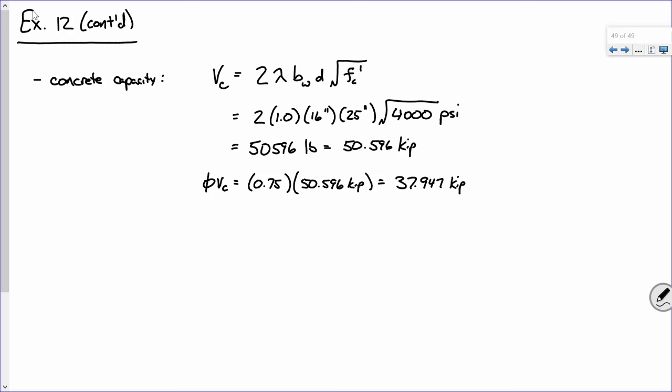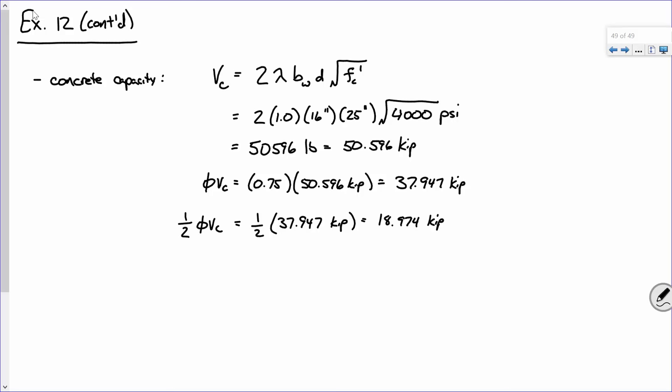Okay. Now, one thing else I'm going to compute right here, because remember, ACI says you don't need stirrups anywhere that the shear is less than 1/2 phi VC. I'm going to calculate 1/2 of that, and get 1/2. All right, everybody okay?